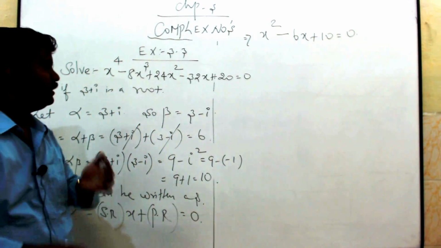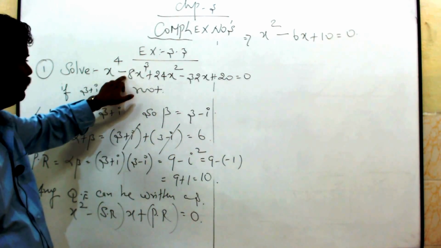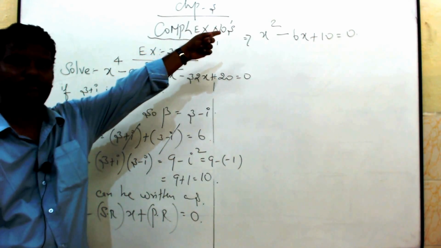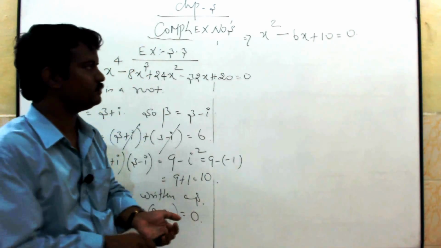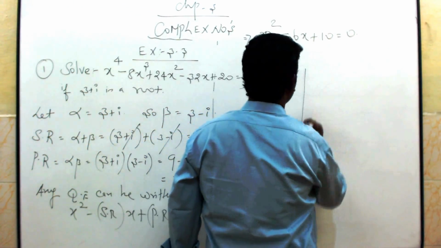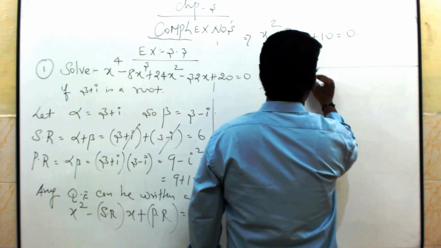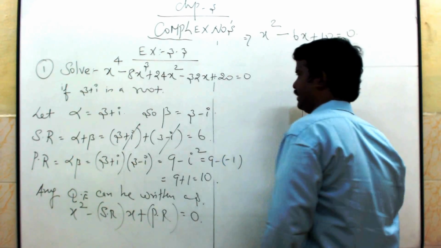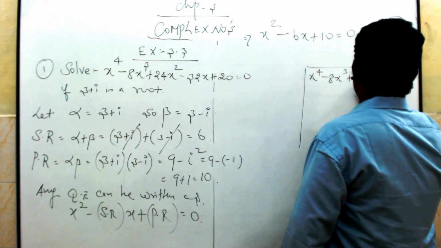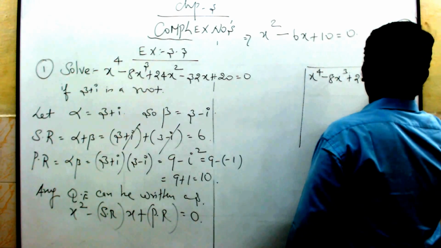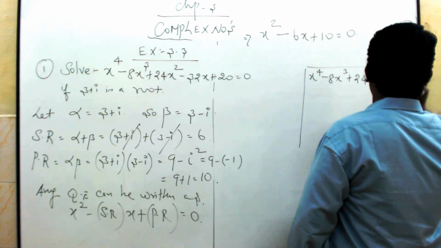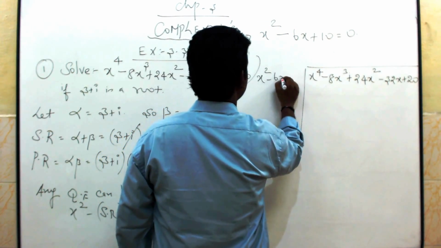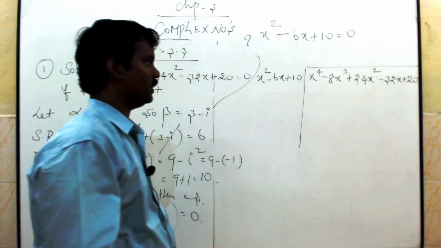What we are going to do is, we are going to divide this polynomial x power 4 minus 8x cube plus 24x square minus 32x plus 20 by that polynomial, right? We are going to divide one polynomial by the other. So let us divide. Here the dividend should be x power 4 minus 8x cube plus 24x square minus 32x plus 20. What is the divisor? x square minus 6x plus 10. Use the long division method.